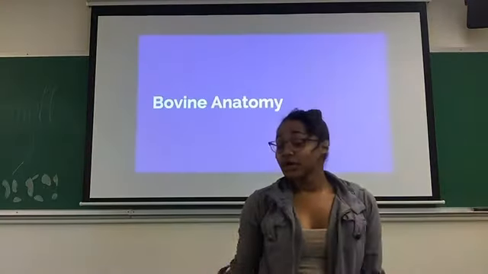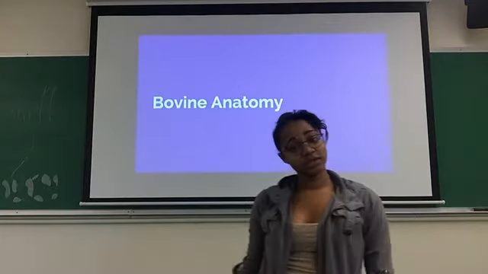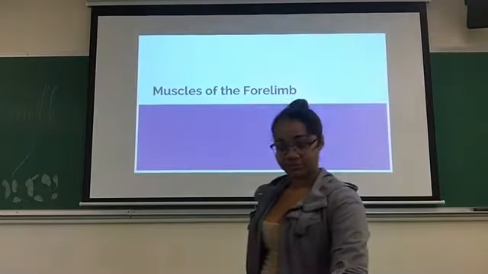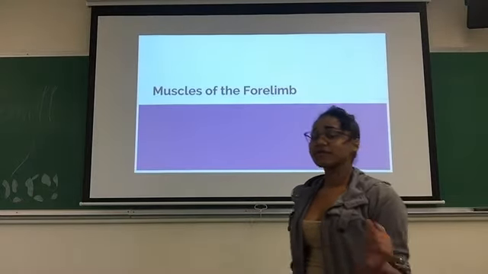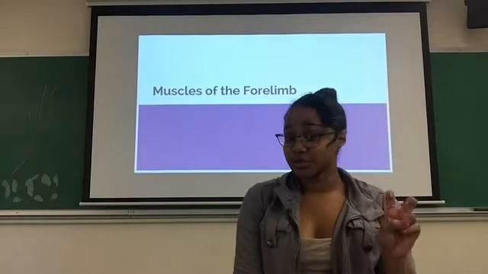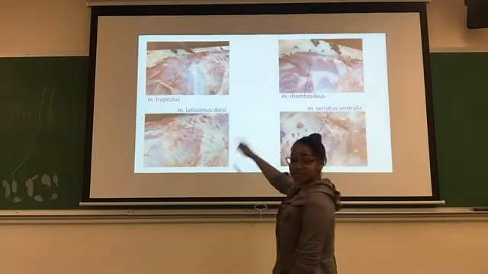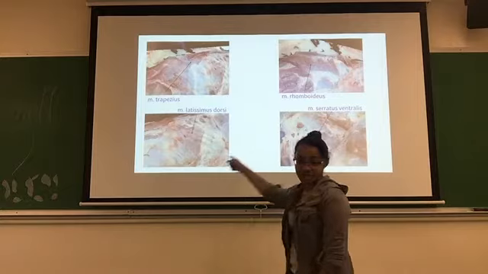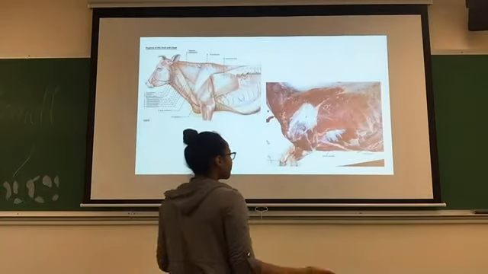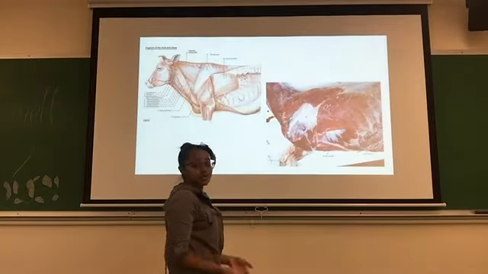So while you're with me, we're going to go over the thoracic region and the forelimb of the bovine, starting with the muscles of the forelimb. There are four major muscles that make up the shoulder region of the forelimb, starting with the trapezius, rhomboideus, latissimus dorsi, and the serratus ventralis. This is kind of an overview of what those four muscles look like from a lateral side.